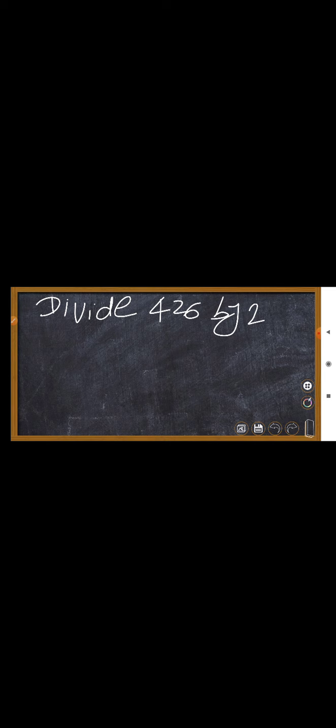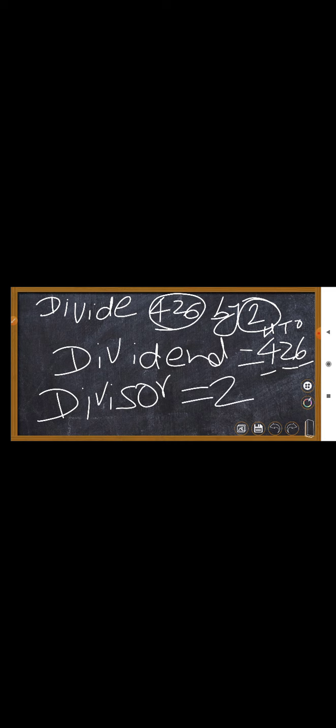So how will you divide? What will be the first step? Here 426 is the dividend. So 426 is ones, tens, hundreds: 4 hundreds, 2 tens and 6 ones, don't get confused. And this 2 is the divisor. Now let me erase first. Now how to write it in the division format?